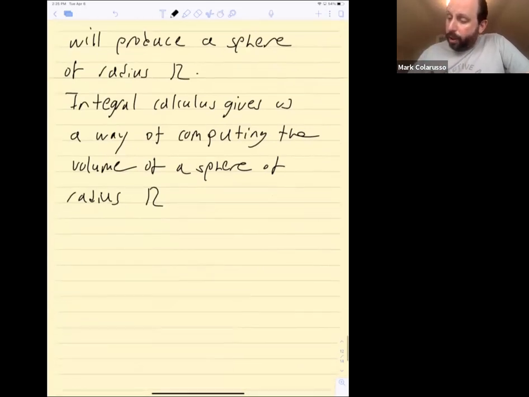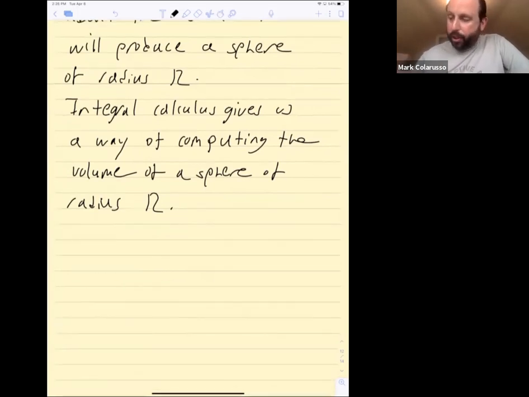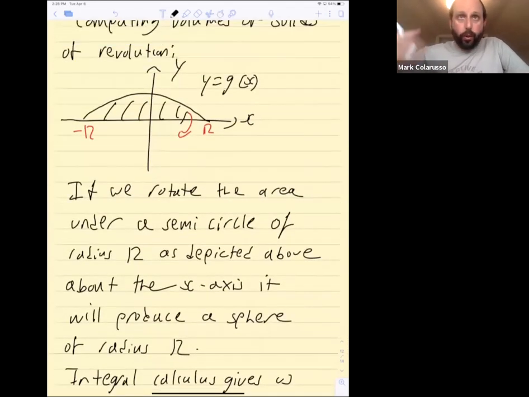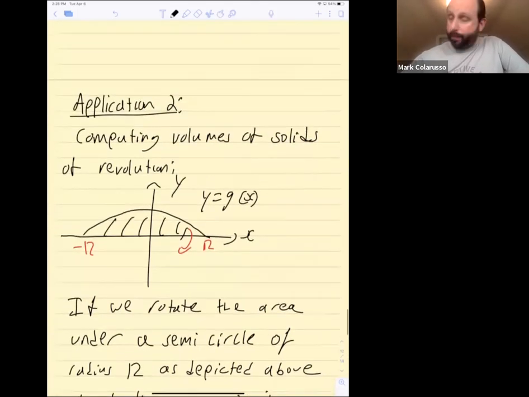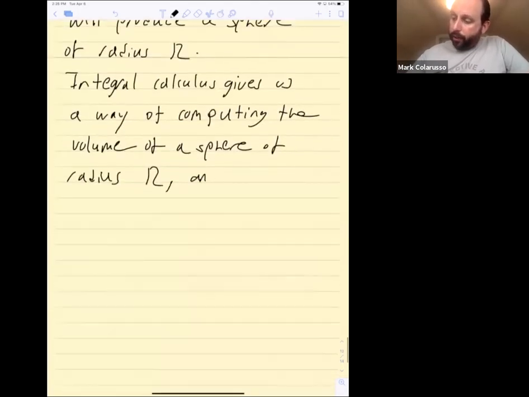Okay, so this procedure is volumes of solids of revolution. This sphere is called a solid of revolution because we can get it from rotating a semicircle about the x-axis, right? And there are other solids of revolution.